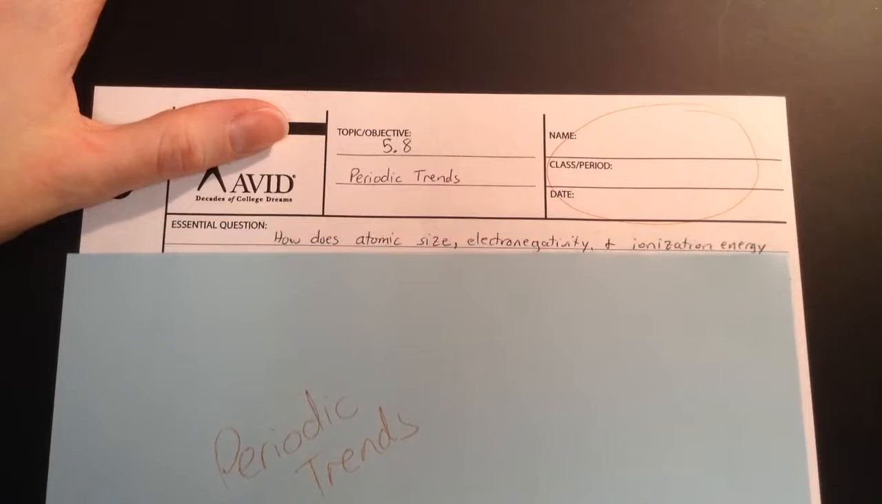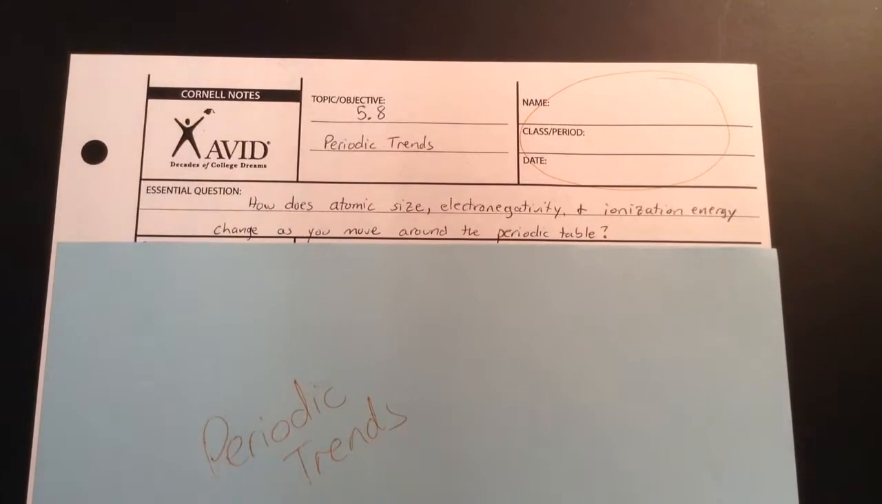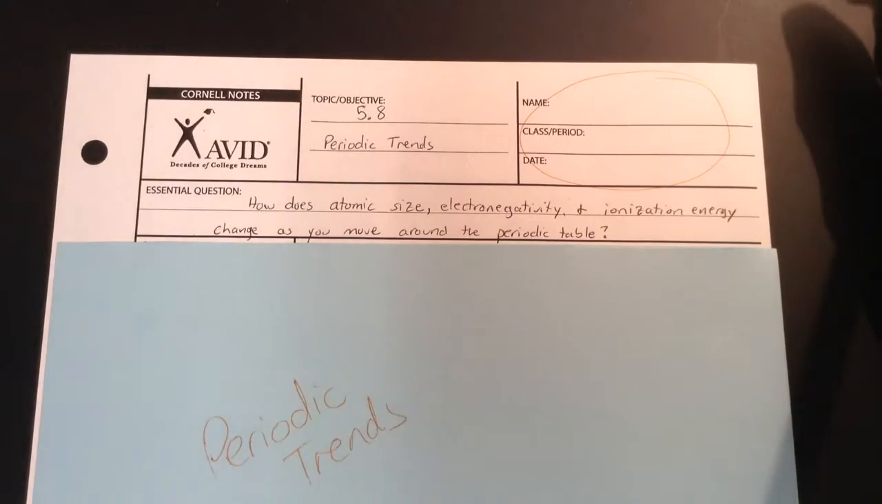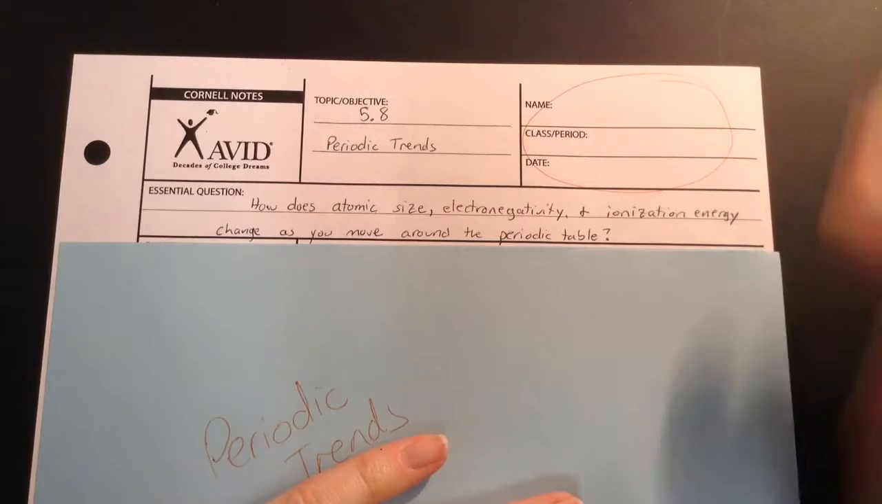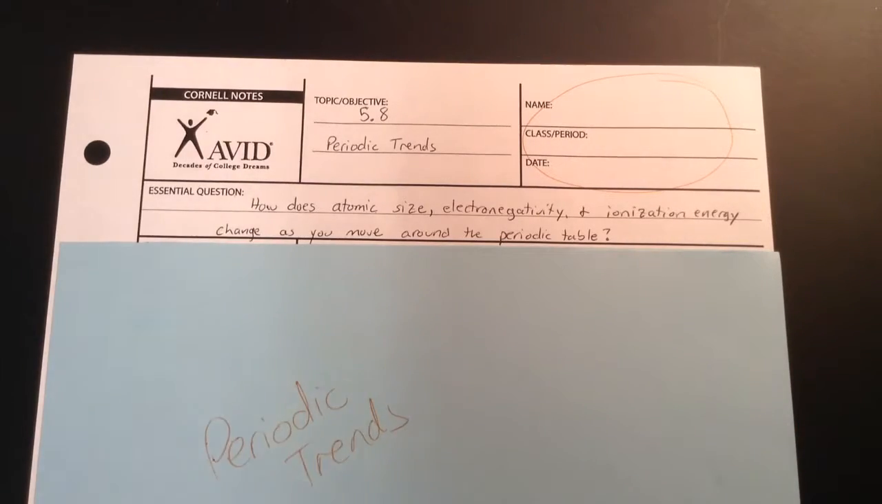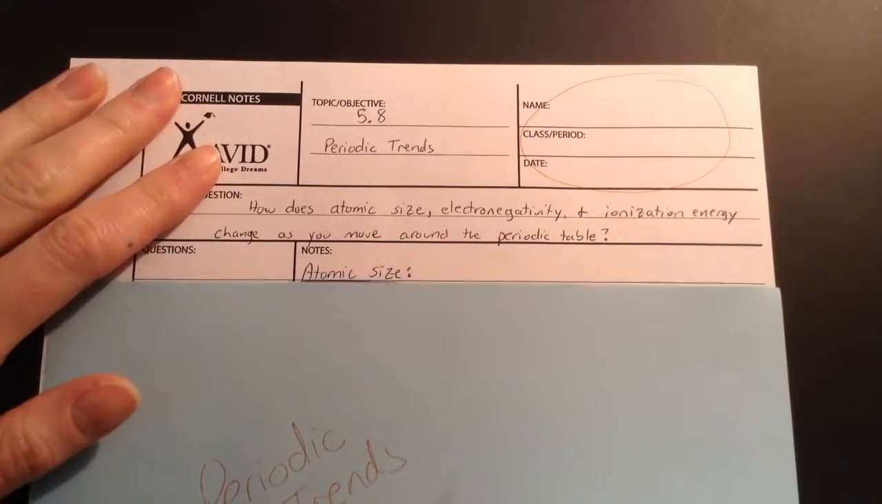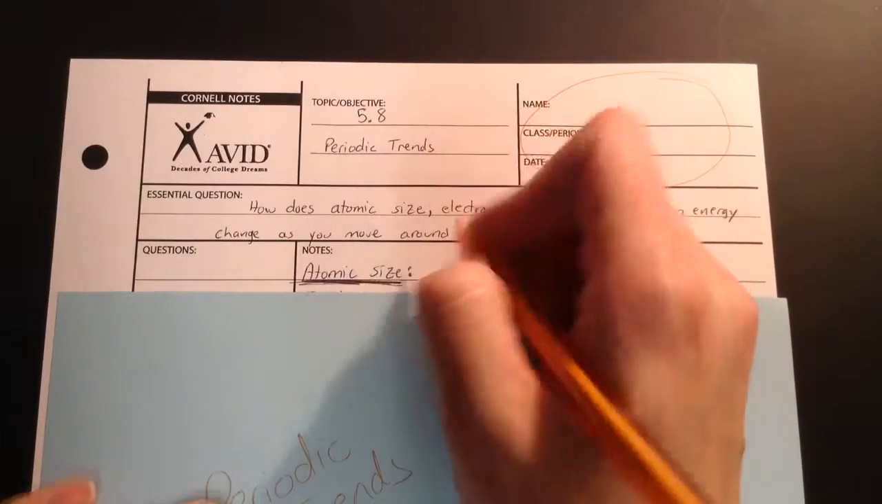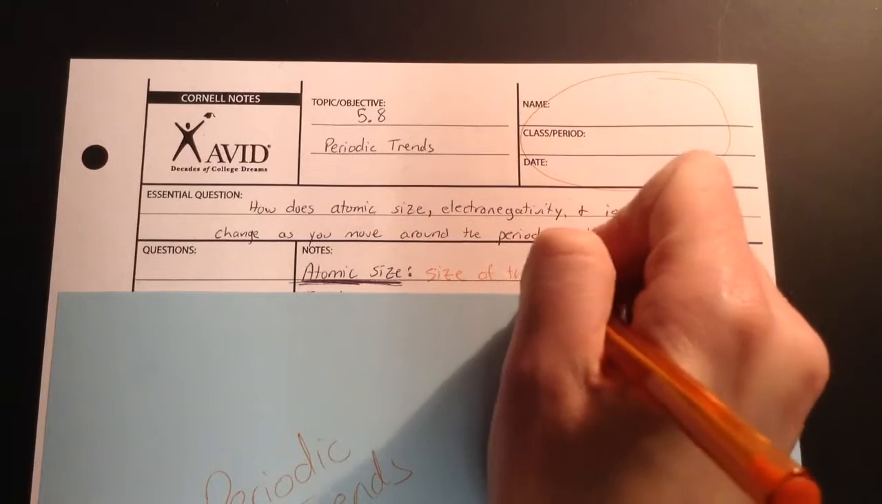And we have an essential question that we're looking at, which is how does atomic size, electronegativity, and ionization energy change as you move around the periodic table? We're going to look at each one of those individually here and talk about why they are. And we're going to start with atomic size because the others are related to that. So when we say atomic size, we mean literally the size of the atom.